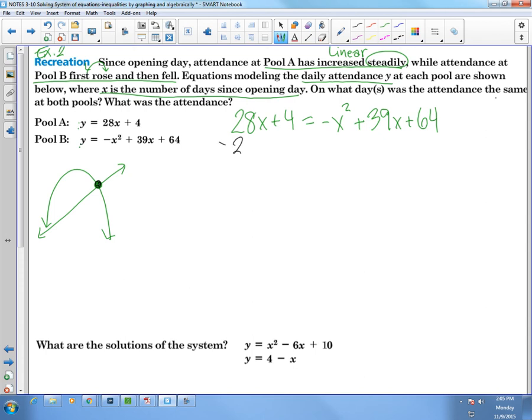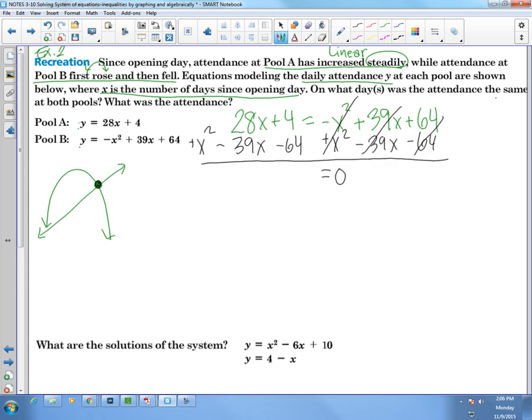Actually, you know what's easier? If this guy's positive. So since it's negative, I'm going to choose to move everything to the left. Plus x squared, minus 39x. So that cancels and that cancels. Minus 64. So that the right-hand side is 0. So x squared. How many x's do we get? Negative 11x minus 60.